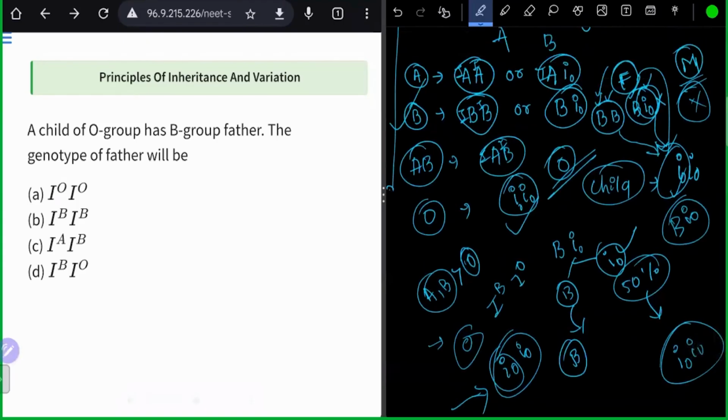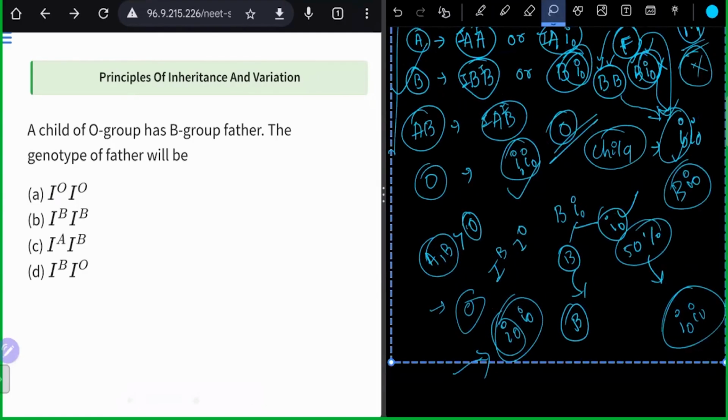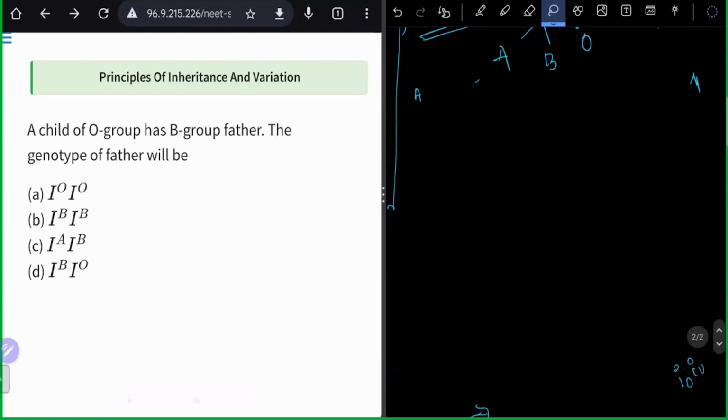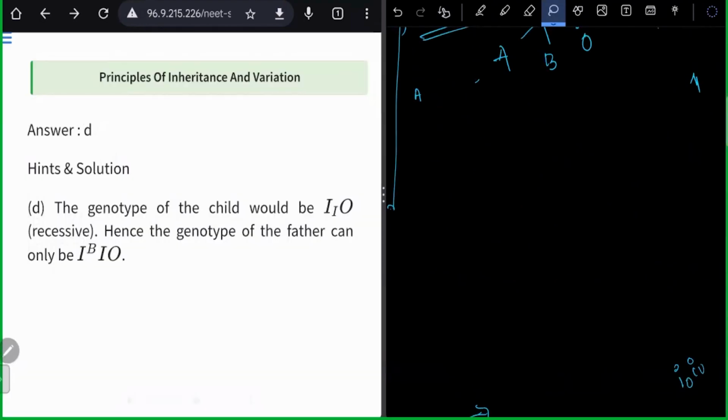So there is 50% chance that the child will inherit IO allele from his father to have O blood group. So what is the answer? Your answer is option number D, IBIO. Here you can see the genotype of child would be IO, which is recessive. Hence, the genotype of the father can be IBIO.